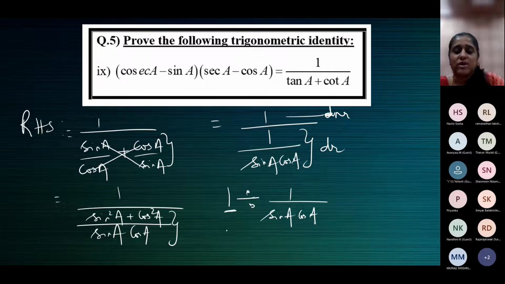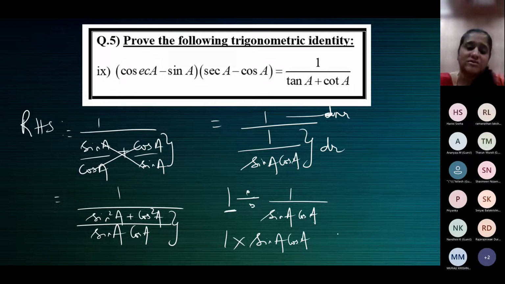So reciprocal. 1 into reciprocal, sin A cos A. So you can see that 1 into sin A cos A is nothing but sin A cos A. So RHS works out to sin A cos A. LHS also, we got sin A cos A. LHS is equal to RHS.